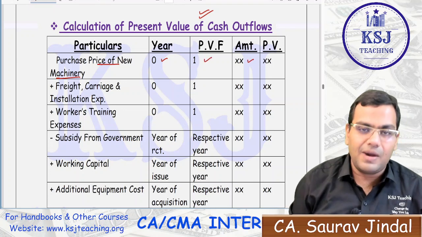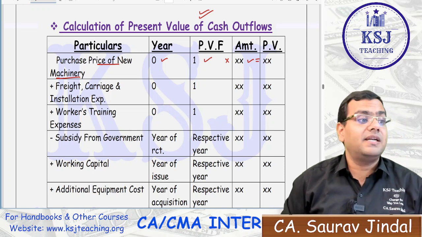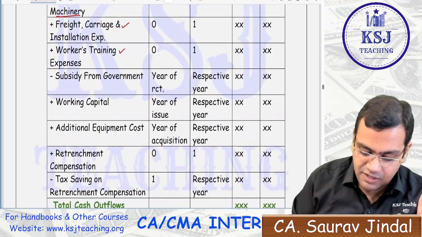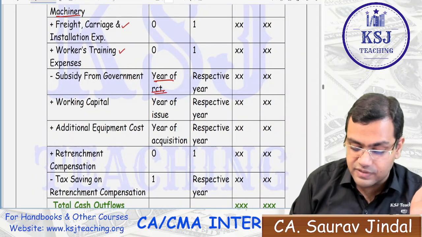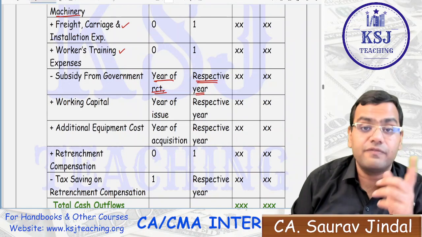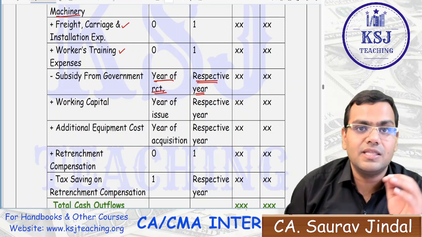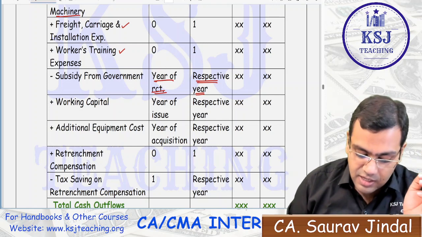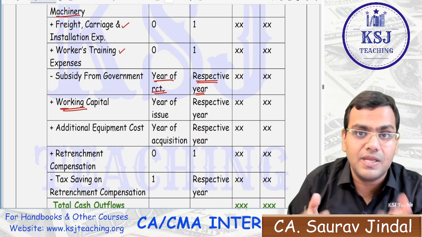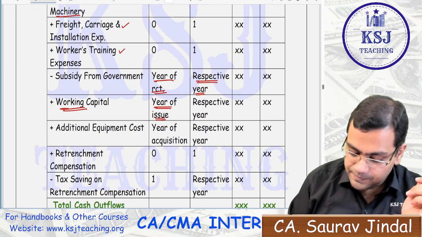What is the total amount? This present value factor multiplied by amount will give you the present value. Similarly, freight carriage, installation expenses, worker training, subsidy from the government, it will be in the year of receipt. And in the year of receipt, you have to take the present value factor of that particular year in which you are receiving the subsidy. It is not necessary that you will receive at the zero period. Working capital, it may be required at the first period, it may be required at the second period, third period, right? Accordingly, you have to take the present value factor, right?